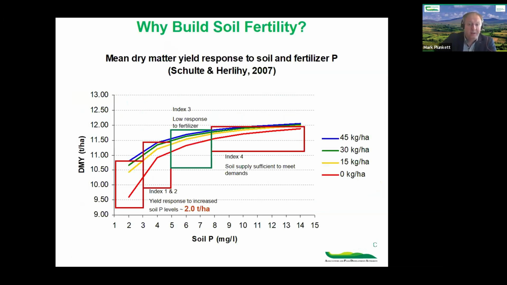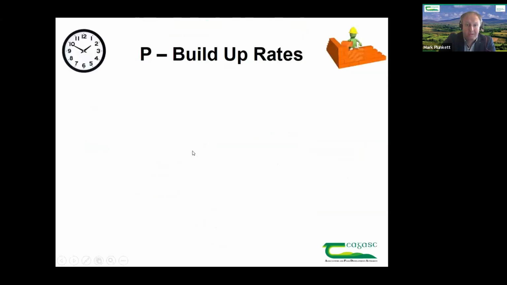And look, what's driving that is nitrogen use efficiency. By having good soil fertility, we're using the nitrogen more efficiently, we're growing more grass. So 2 tons of dry matter turns into about 64 kilos of nitrogen per hectare of an efficiency by moving from index 1 and 2 into index 3. So index 3 is very much the sustainable index. That's where we'd like to have our soil fertility.